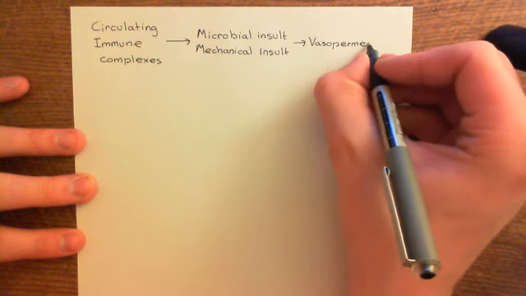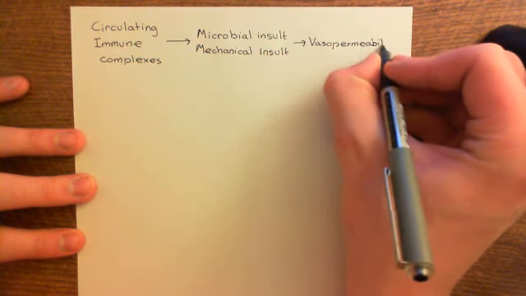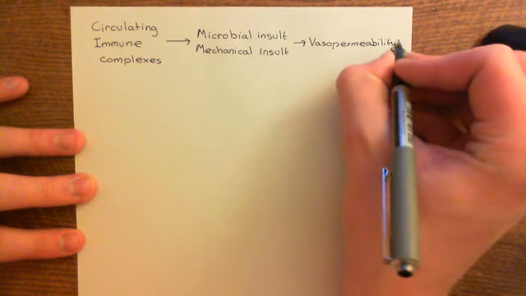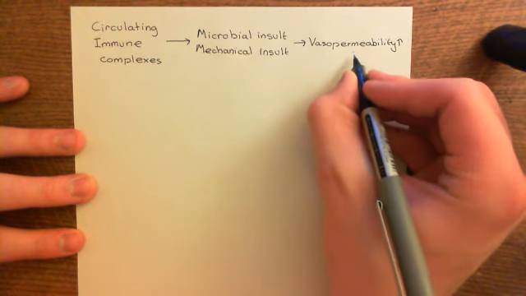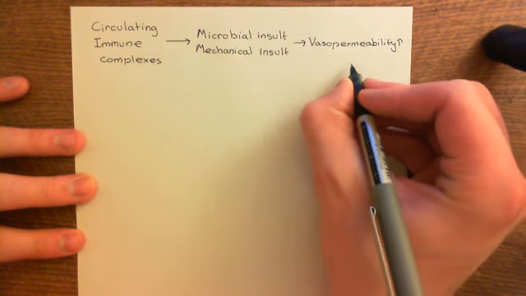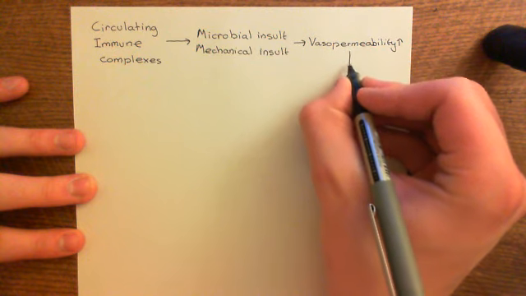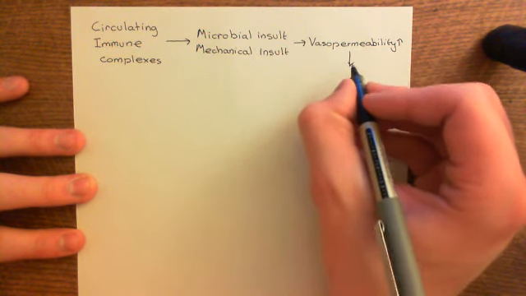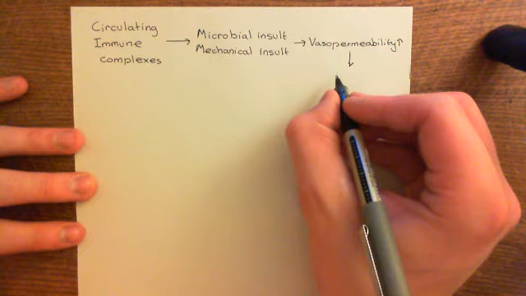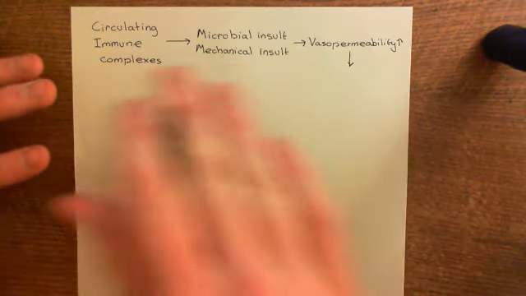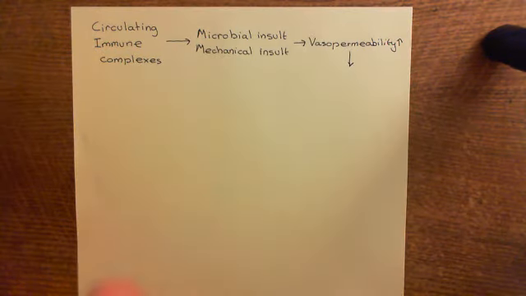So vasopermeability will go up a little bit, and these immune complexes may then be able to leave the blood and go into the interstitial fluid, and here they're going to activate the sentinel cells that are present within the interstitial fluid. This is one model, basically. However, there are many different speculations. What seems to happen, however, is that these immune complexes are going to activate sentinel cells in the synovium.